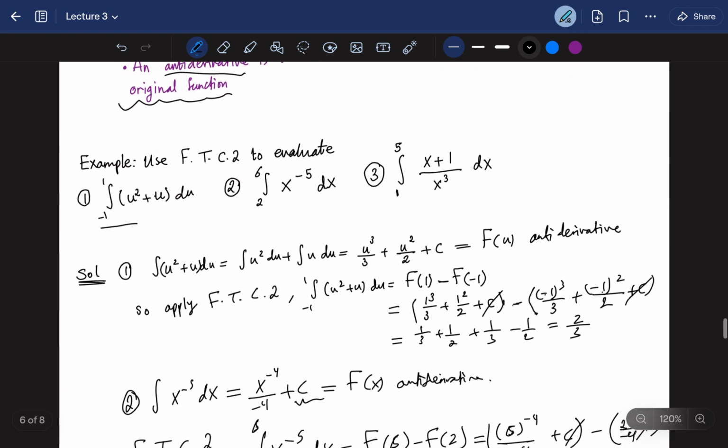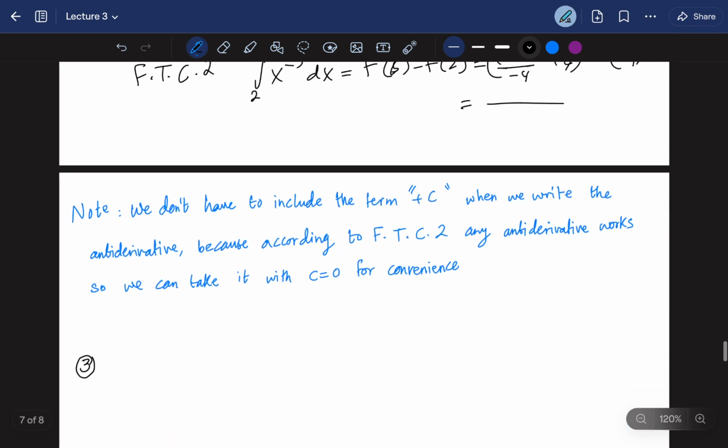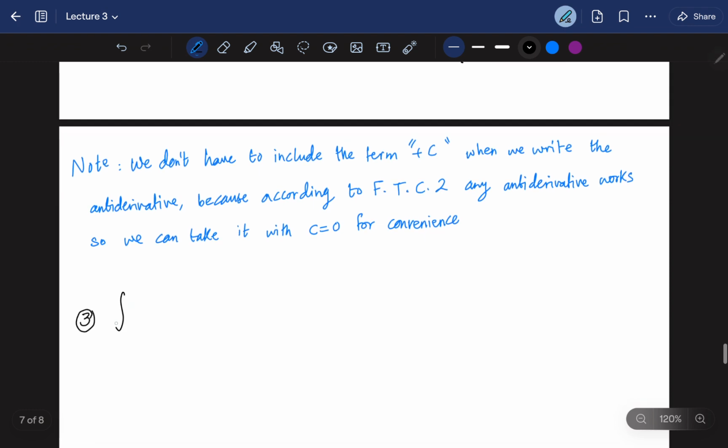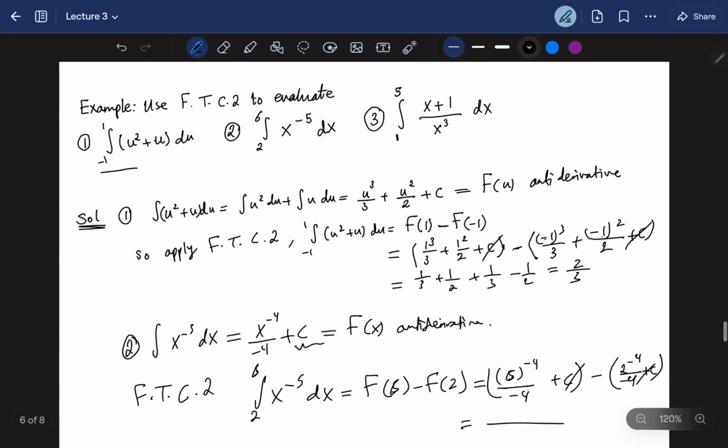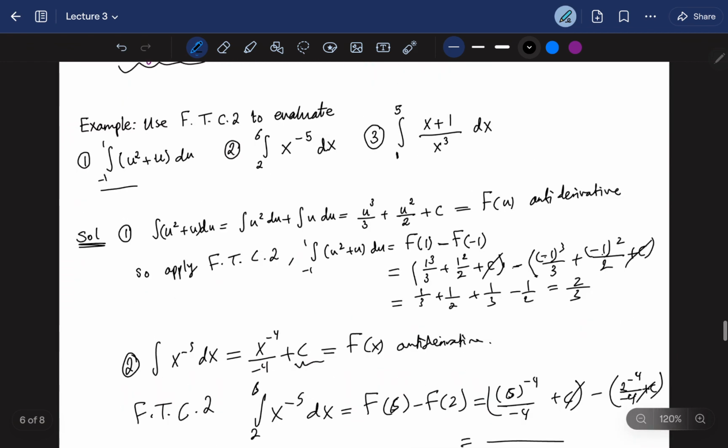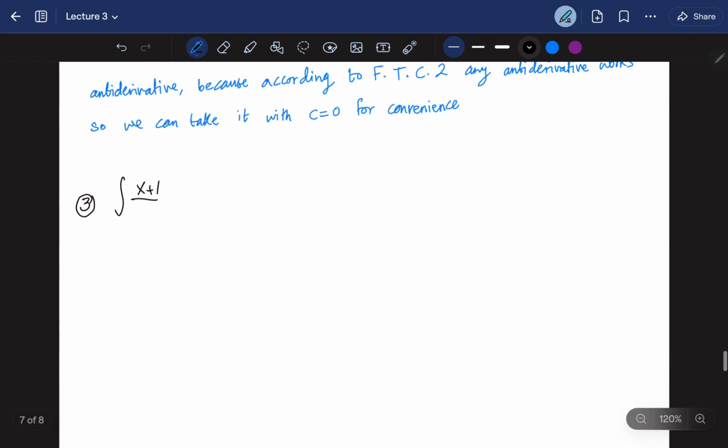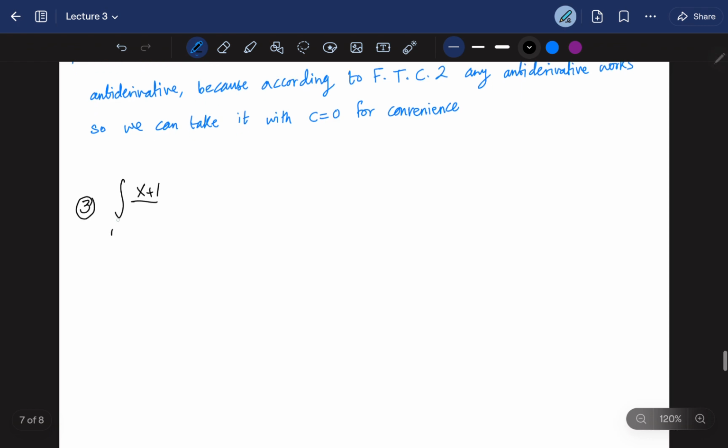So let's apply it for the third example here. I'm going to find the integral from 1 to 5 of this function here. Again, I want to find my antiderivative. Finding an antiderivative is equivalent to finding the indefinite integral of my function.